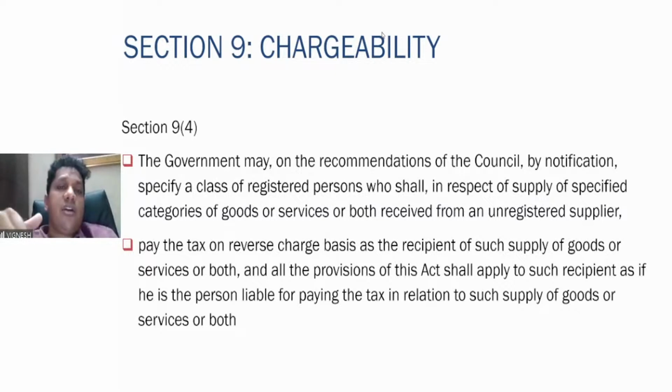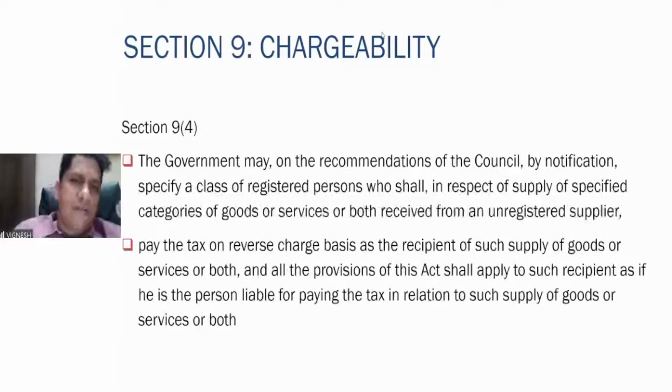Now, what are those categories of services? We will discuss shortly. Right? As of now, just remember, in case of a class of registered persons, with regard to specified category of goods or services, if I am procuring from the unregistered person, I have to pay the tax on the reverse charge basis as if I am the person liable to pay the tax. So what is the difference between 9 subsection 3 and 9 subsection 4? 9 subsection 3 speaks about specified categories of goods or services which are straight away under the reverse charge. Registration and lack of registration have nothing to do with that.